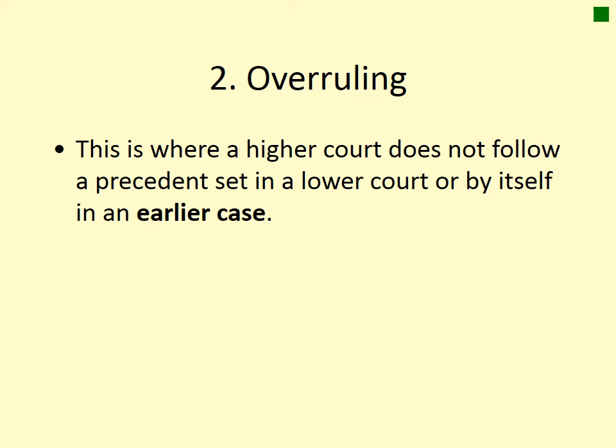So let's look now at overruling. This is where a higher court doesn't follow the precedent set by a lower court or by itself in an earlier case. But that is the key thing. It's in a different case. And the way that you know that it's overruling is you're going to have 2 different case names.